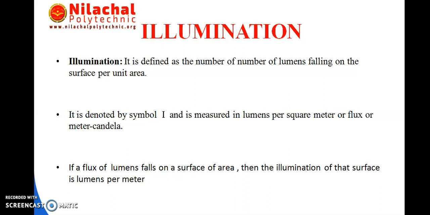It is denoted by the symbol I and is measured as lumen per square meter, or lux, or meter candle. If a flux of lumen falls on the surface area, then the illumination of the surface is lumen per square meter. So basically, illumination is defined as the number of lumens falling on the surface per unit area.